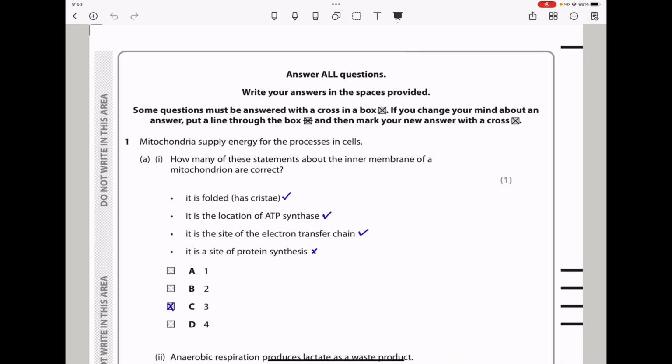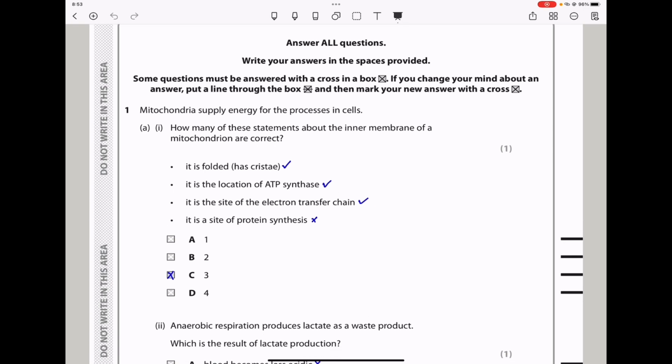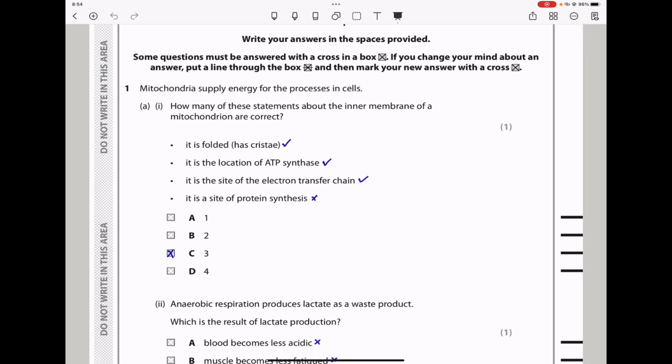Question 1. Mitochondria supply energy for the processes in cells. How many of these statements about the inner membranes of a mitochondrion are correct? The first one, it is folded. It has cristae. That is correct. It is the location of ATP synthesis. That is also correct. It is the site of the electron transport chain. That is also correct. It is a site for protein synthesis. That is wrong because protein synthesis occurs in the ribosomes. So there are only 3 correct statements, and therefore C is my answer.